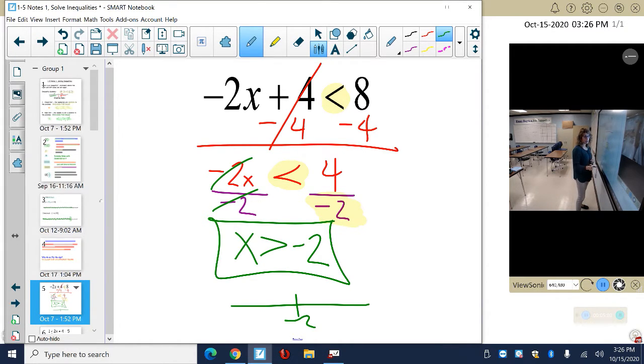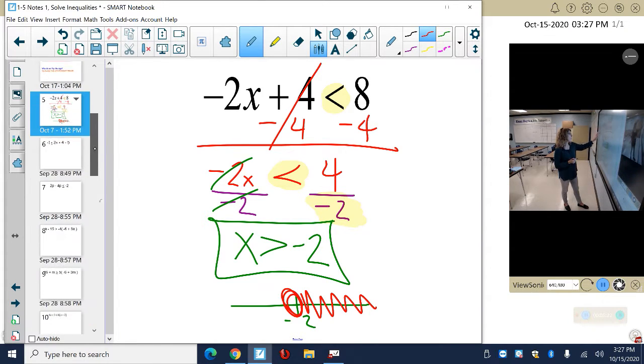Put -2 on the number line. Okay? Then we're going to go ahead and have a closed dot, or an open dot. That's an open dot at -2, and the arrow is pointing toward the right, so I shade to the right. And you are done. Okay?